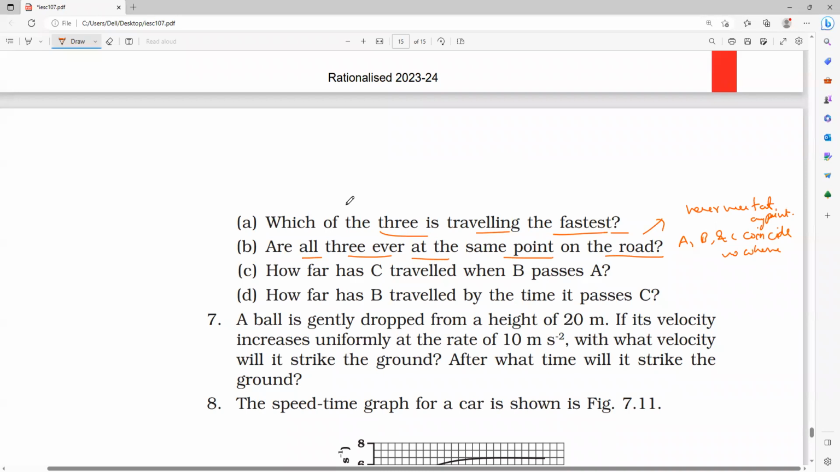Next. How far has C traveled when B passes A? Be very careful. Can anybody explain the question? What is the question they are asking? By the time B passes A, Darshan, please mute yourself. Maintain that. How far has C traveled when B passes A? Can anybody tell me?